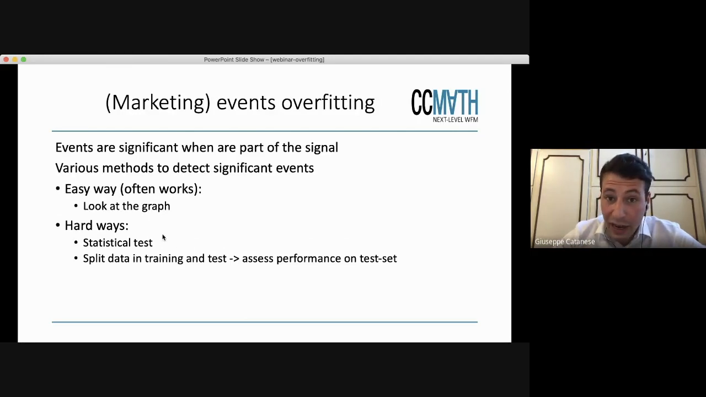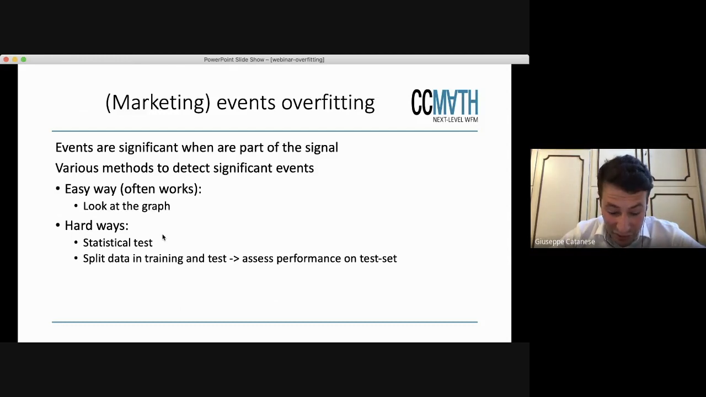Let's go to our specific topic, which is about overfitting in events. What about overfitting in events, in marketing events? Events are significant when they are part of the signal, but there are various methods to detect significant events. An easy way is to look at the graph.